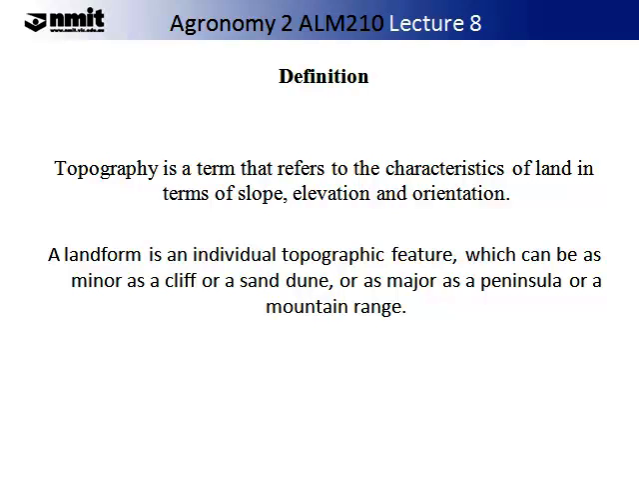A landform is an individual topographic feature which can be as minor as a cliff or a sand dune, or as major as a peninsula or a mountain range.